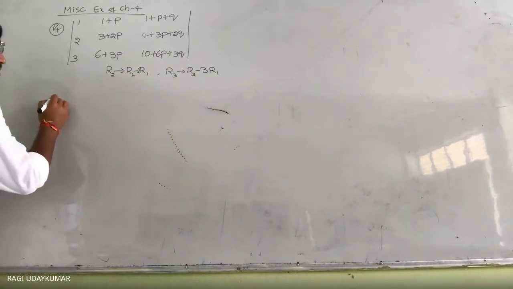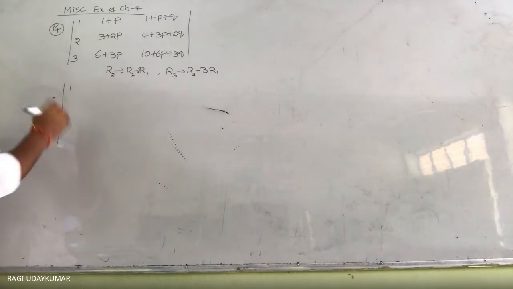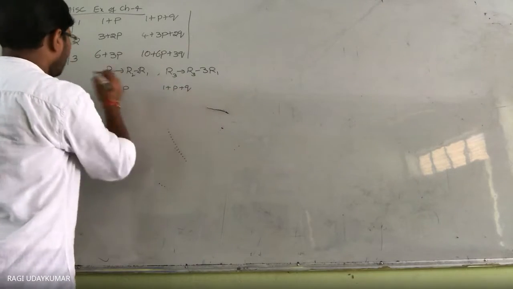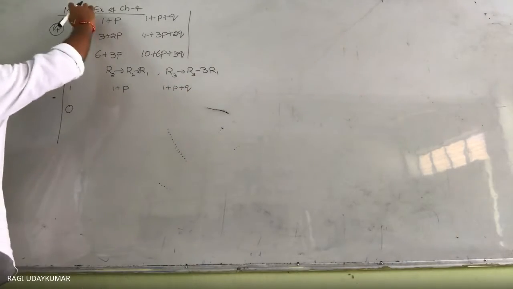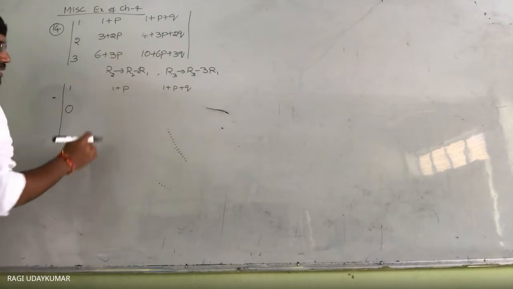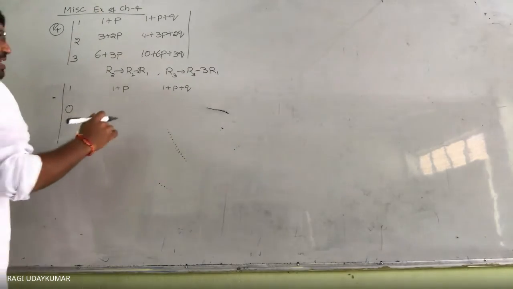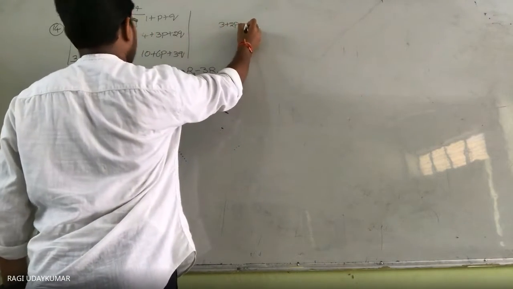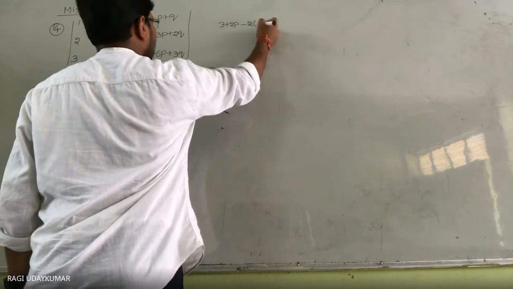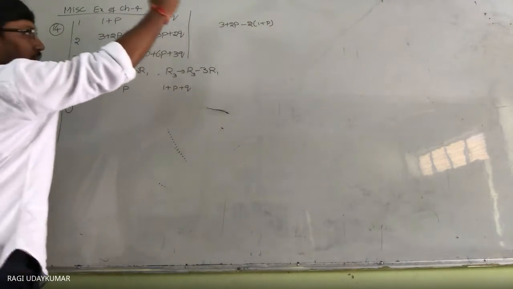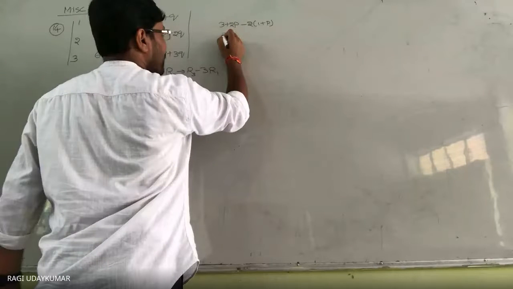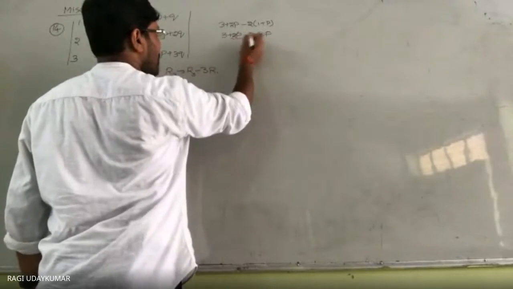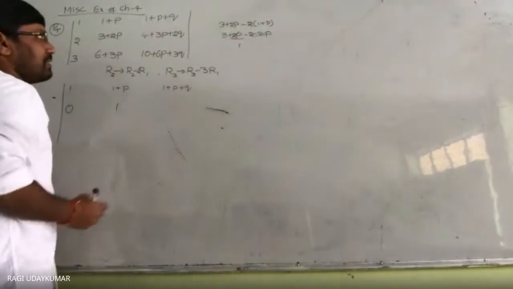So whenever you do this, it becomes 1. We are not changing the first row: 1 plus p, 1 plus p plus q. And here it becomes 0. This minus 2 into this one. If you get confused, you cannot write directly, you can calculate here: 3 plus 2p minus 2 into 1 plus p. So what do you get here? 3 plus 2p minus 2 minus 2p. So 2p will get cancelled. 3 minus 2, 1. So we are going to get it as 1.